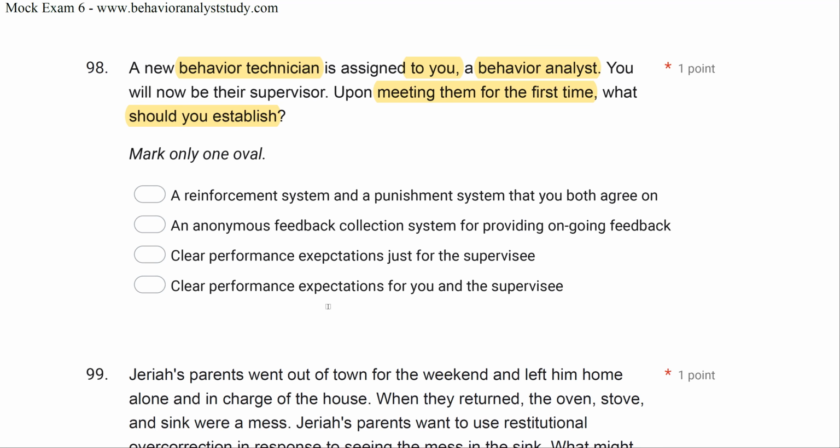And that's one thing I think people mistake. Well, I'm in charge, I'm the boss, I'm the manager. Yes, but you need feedback from them and you need to respect them. And they're going to have expectations for you, just like you have expectations for them. So what do you need to establish? Well, D, clear performance expectations for you and the supervisee.